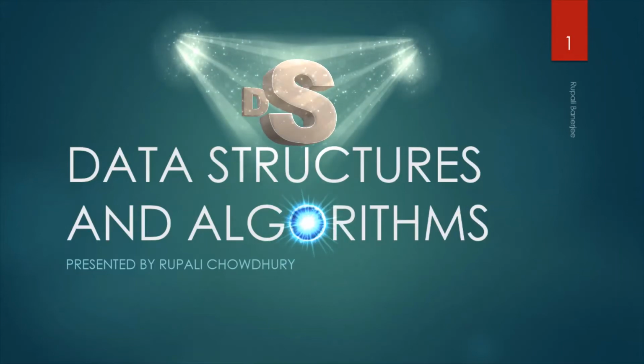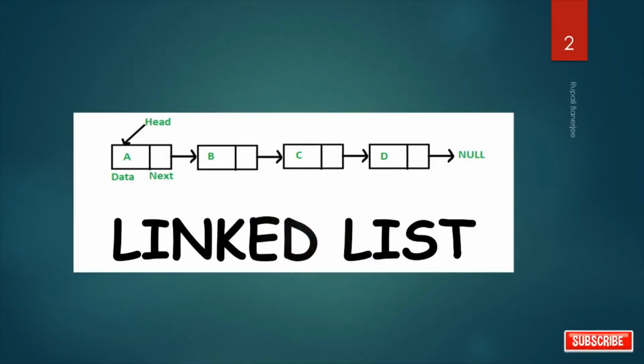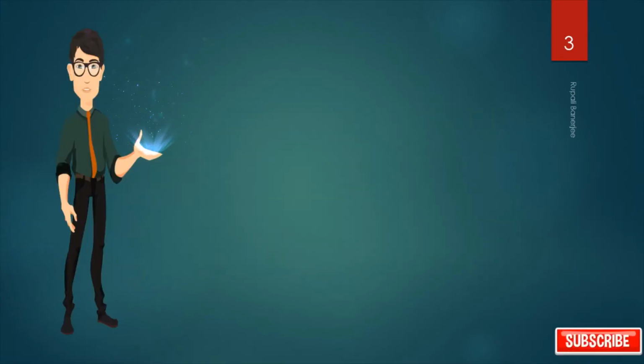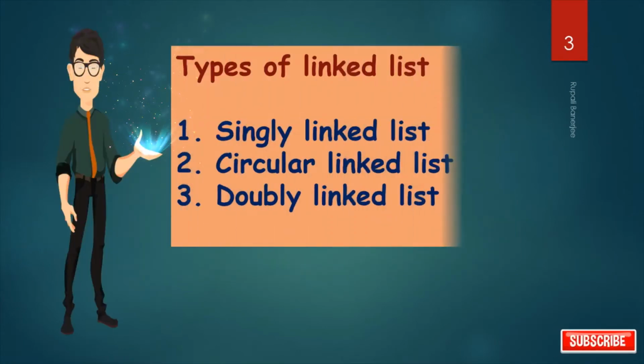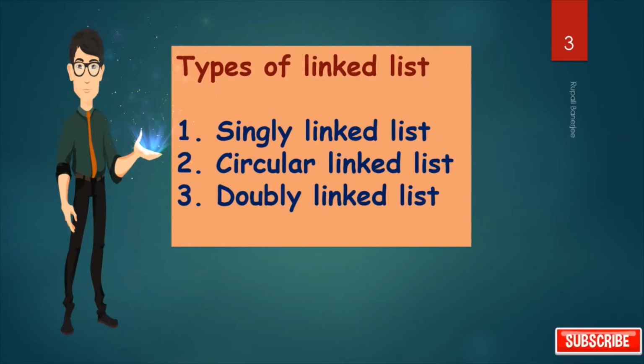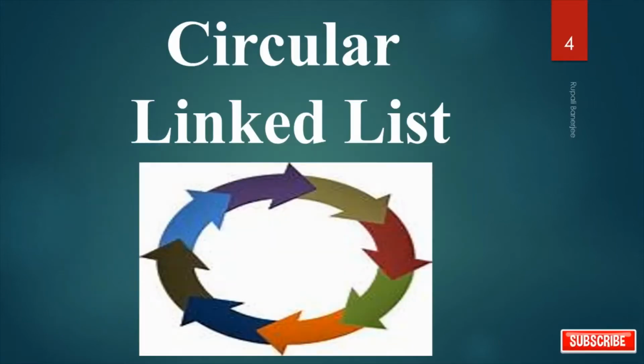Today our topic is linked list. Before learning this video, please learn previous videos of this series on linked list. In our previous video, we already learned there are three types of linked list: singly linked list, circular linked list and doubly linked list. We already learned different operations on singly linked list. Today we will learn different operations on circular linked list.